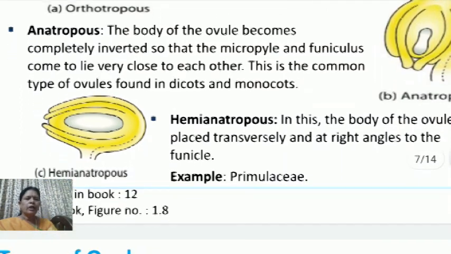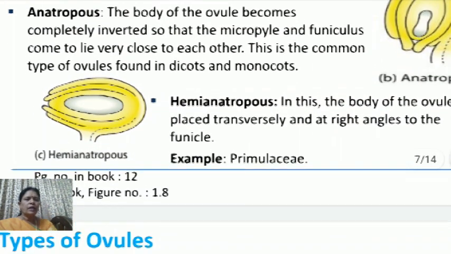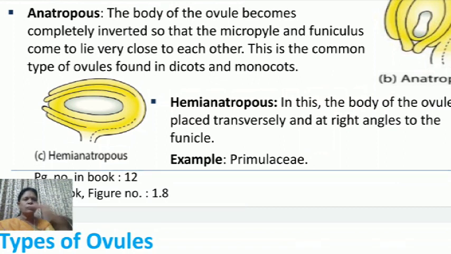Then the third type is called hemianatropous. In this the body of the ovule is placed transversely and the funicle is at a right angle. This type is called hemianatropous. Example is Primulaceae.